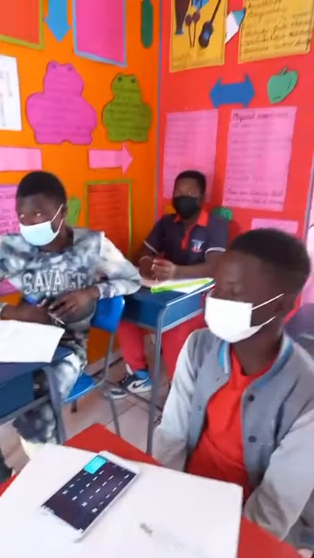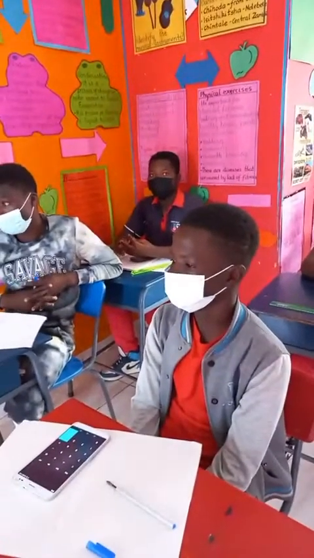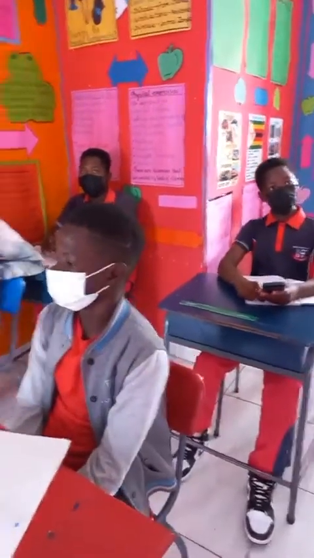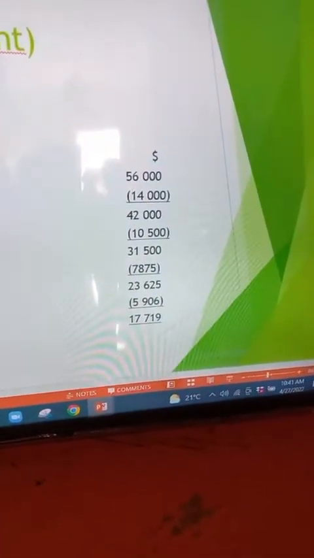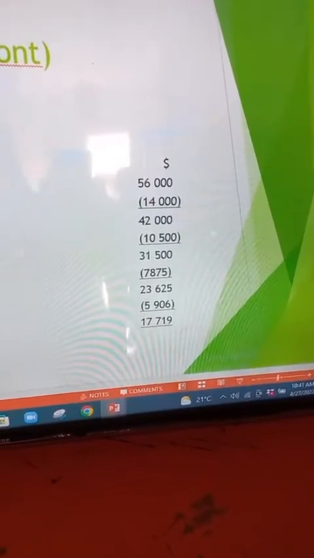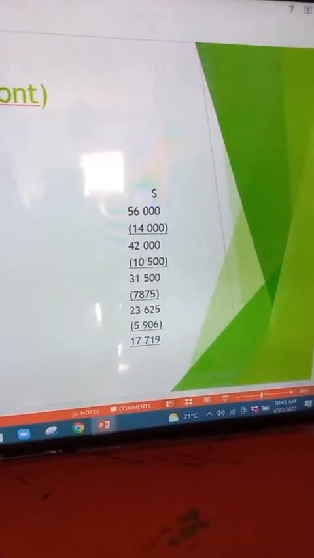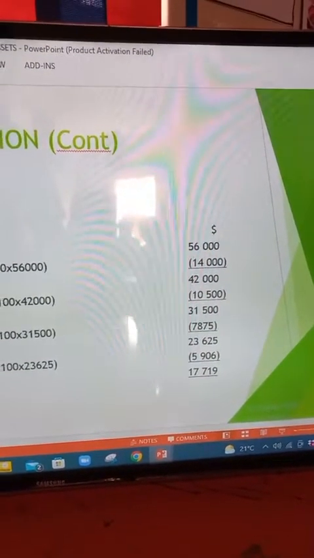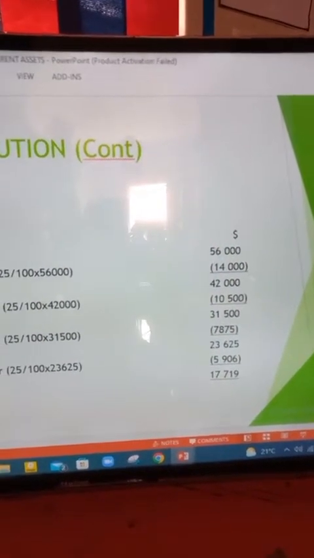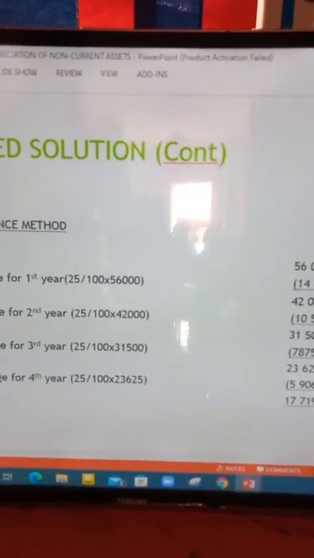With the reducing balance method now, the cost of a bus, does it change? No. It doesn't change, right? It's still 56,000. But now we want to calculate depreciation for first year using the reducing balance method. We have been given the rate, right? What is the rate? Tanaka? 25%. So we say 25 over 100.